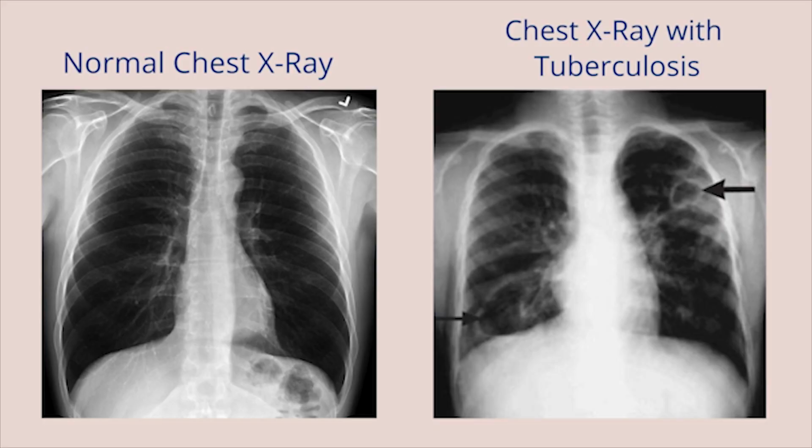So these are the chest x-rays. So the normal one, you won't see any spots or any circles there. But when you look at a chest x-ray with tuberculosis, there are round spots, and sometimes there are foggy pictures or images in their chest x-ray.